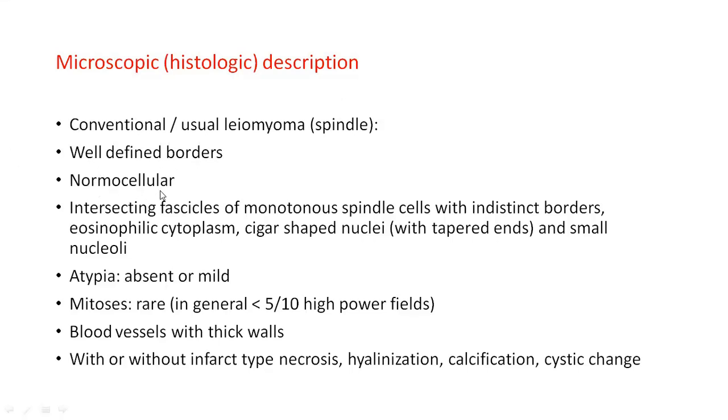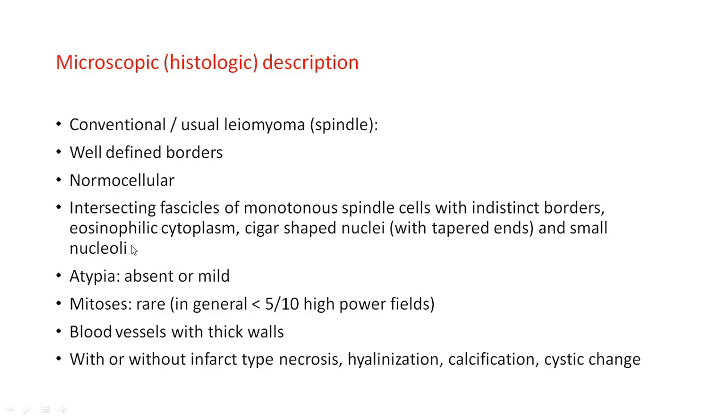They are normocellular, and then those big fascicles will intersect with each other, and when they interact with each other, they would not have any distinct borders, and they have characteristic nuclei known as cigar-shaped nuclei. These nuclei have tapered ends, and they commonly have a small nucleoli.